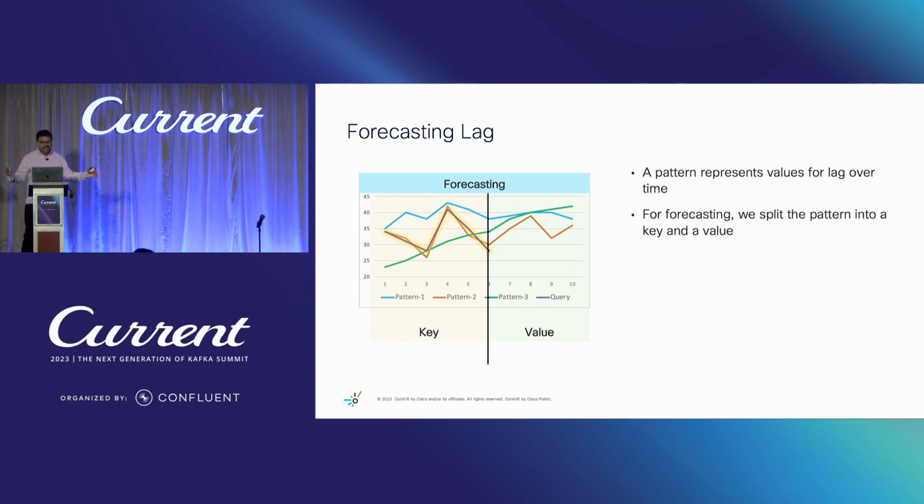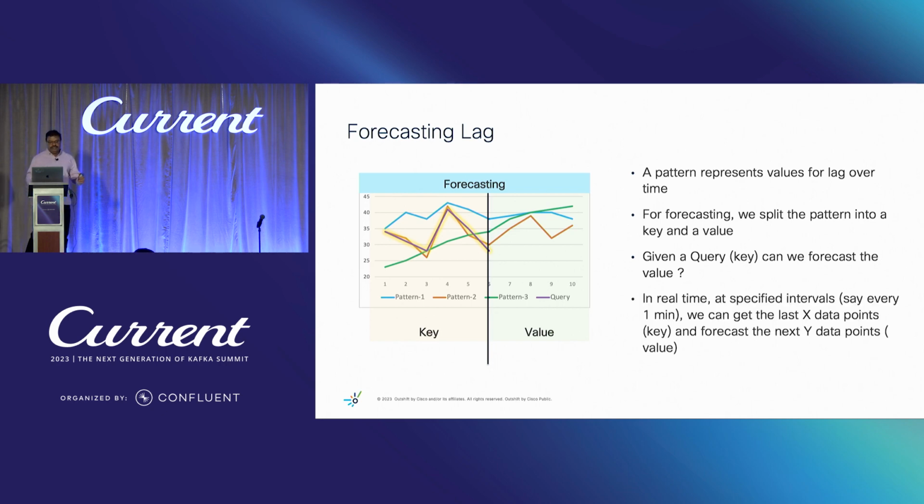You can observe these patterns over time, take that as your data set, and split it into keys and values. Then the modeling would be: given a key, can I forecast the value? When I'm given a key, can I say what the value for this key is going to look like for this specific consumer group? So in real time, at specified intervals, say every 1 minute or so, we can keep getting the last X Kafka lag observations and try to predict the next X observations. If we keep repeating this over time, we can easily see the pattern and see if lag is building up or not.